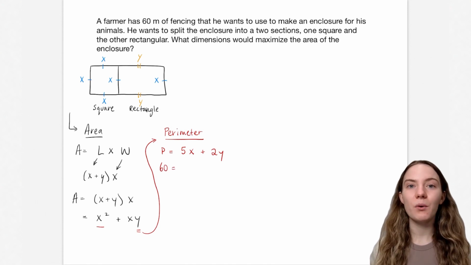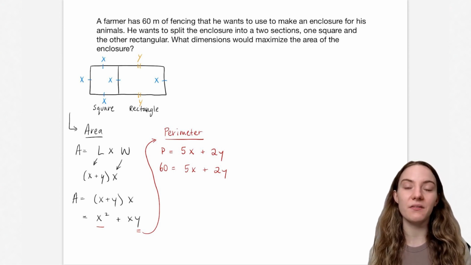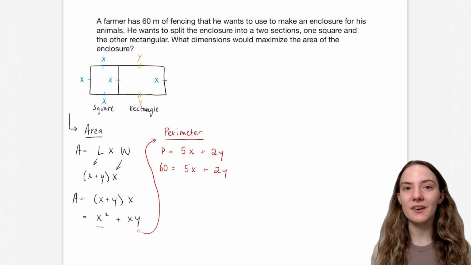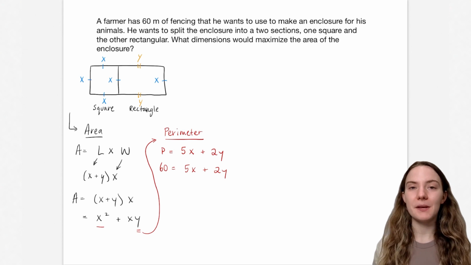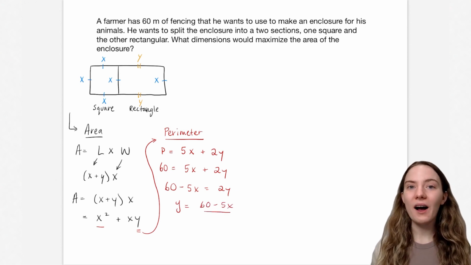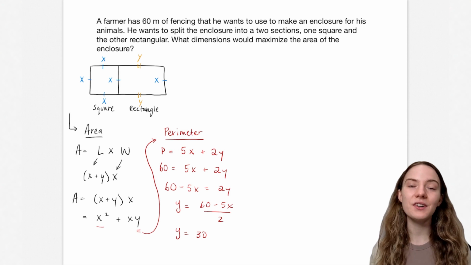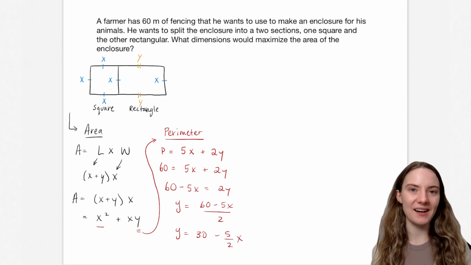And now what's really important for you to recognize is that we were given the perimeter. When we were told that the farmer has 60 meters of fencing, that 60 meters represents the perimeter because it's all of the material that will be used to make each side. So we can replace P with 60, and now we're going to isolate for y. And when we do that, we get y is equal to 30 minus (5/2)x. So now we have y in terms of x.